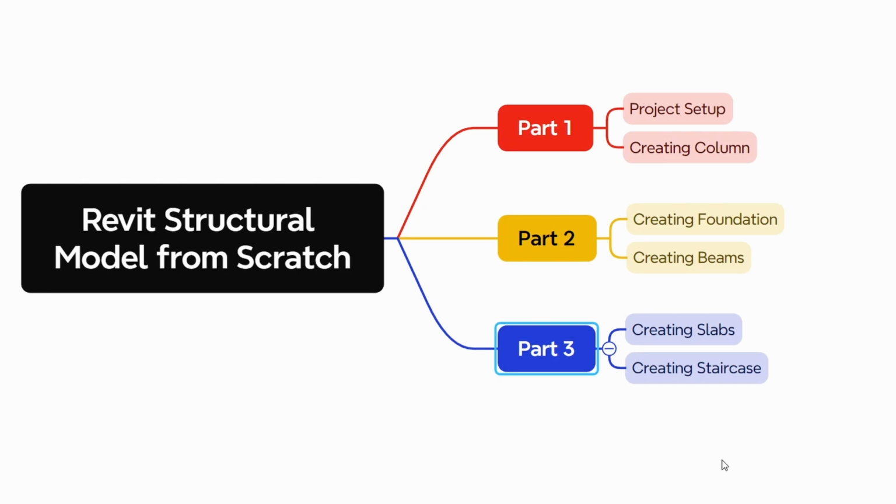As you have seen from the title of the video, this is a Revit Structural Model from Scratch. Actually, this is a series of videos. In this particular video, we will cover part 1 only, in which the first topic will be project setup, and the second topic will be creating columns. In part 2, we will be creating foundations and creating beams. And in part 3 you will see how to create slabs and also create a staircase.